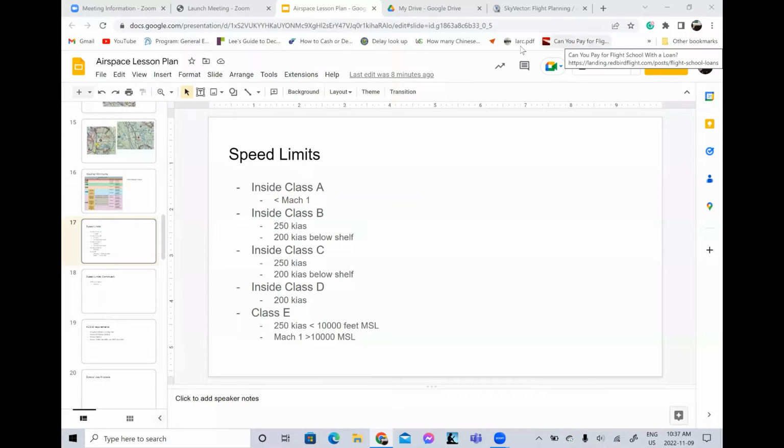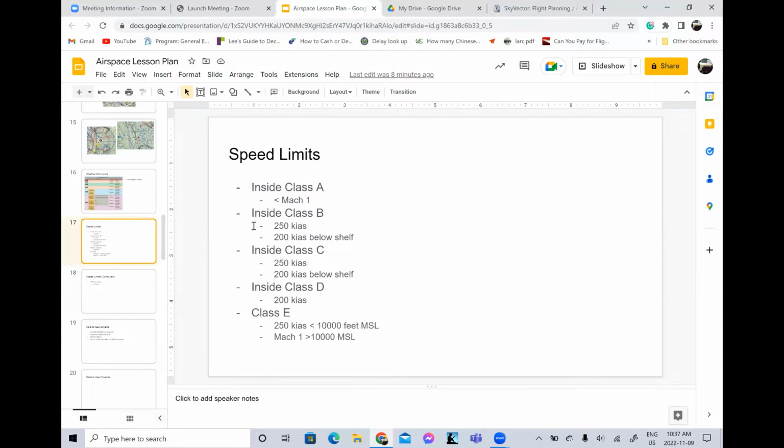Now that we've covered the weather minimums in class Alpha through Golf airspace, we're going to talk about some speed limits. Inside class Alpha, which is above 18,000 feet, you are not to exceed Mach 1, which is the sound barrier. Inside class Bravo, you are not to exceed 250 knots indicated. And if you're below any class Bravo shelf, you are not to exceed 200 knots indicated.